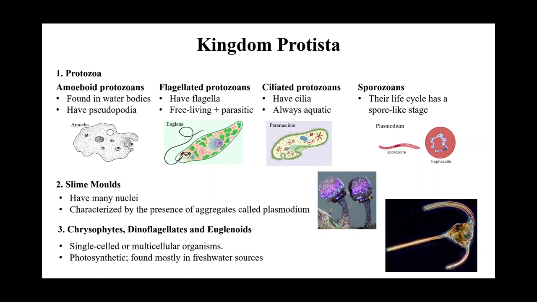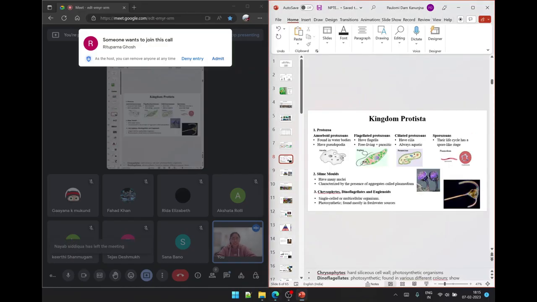They are protozoa, slime molds, and chrysophytes, dinoflagellates, and euglenoids. So protozoa again are of four different types. They can be amoeboid protozoans. These have pseudopodia. The pseudopodia is the mode by which they engulf their food.